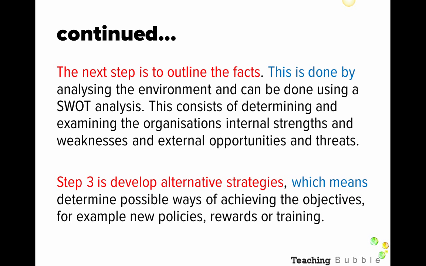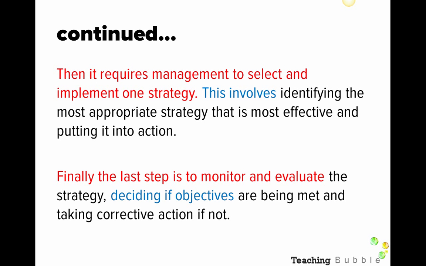So clearly, as I'm reading this, I know that they understand the content so far, because they have listed the step and they've explained each one. So step 3, develop alternative strategies, which means determine possible ways of achieving objectives, for example, new policies, rewards and training. So you can see there again, they've listed the step and also explained. Then it requires management to select and implement one strategy, which is step 4. This involves, again, they use that term, this involves identifying the most appropriate strategy that is most effective and putting it into action. Finally, the last step is to monitor and evaluate the strategy. So again, that's the fifth step, deciding if objectives are being met and taking corrective action if not.